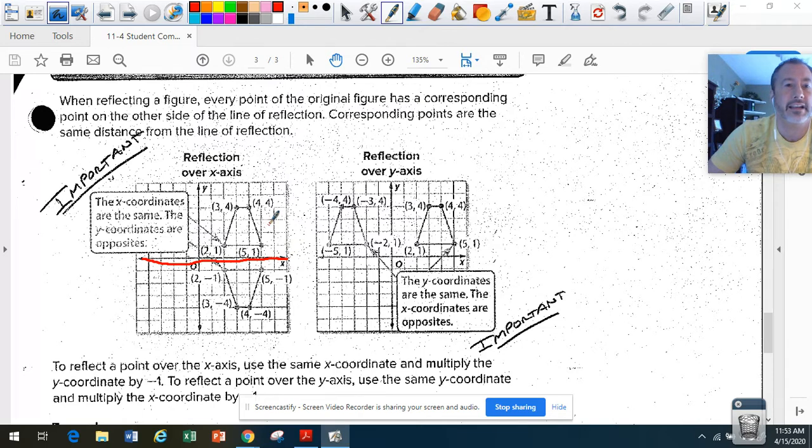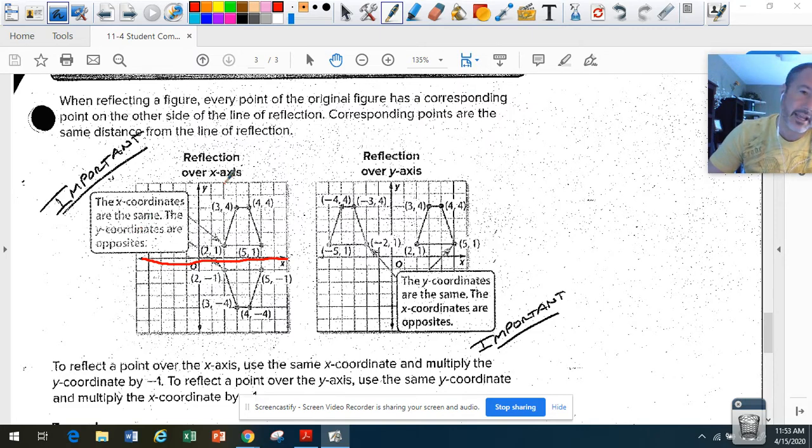We have to reflect this image here across the axis here. So it says the x-axis remains the same. I'm sorry, not the x-axis. The x-coordinate remains the same. The y-coordinates are the opposite.